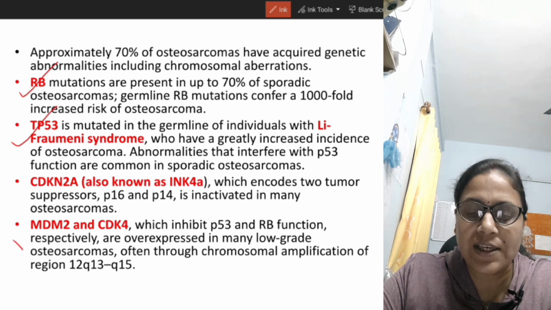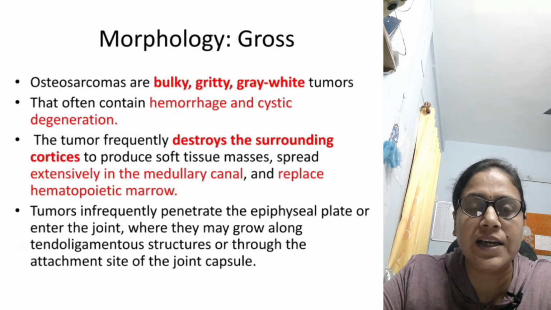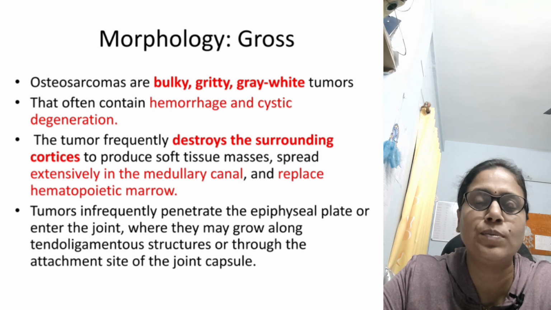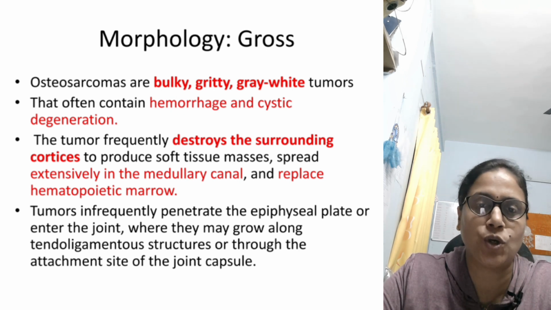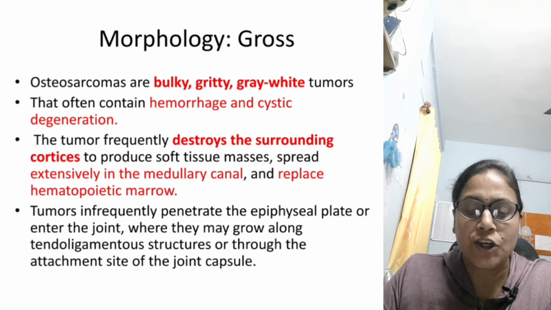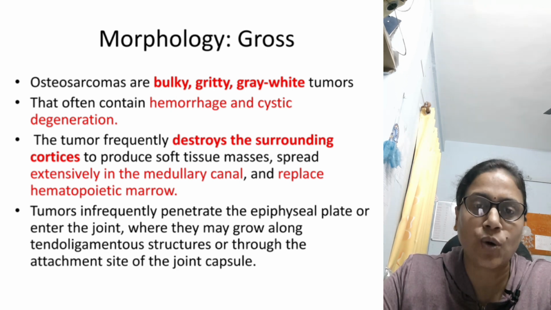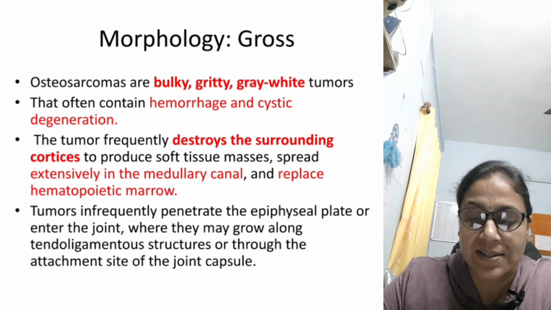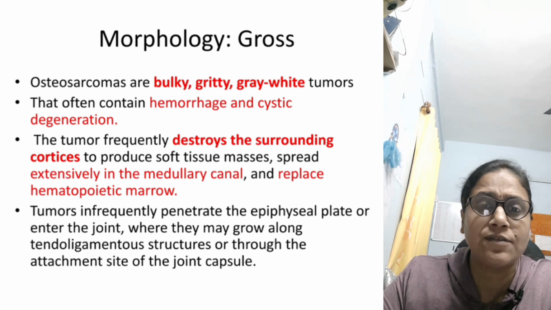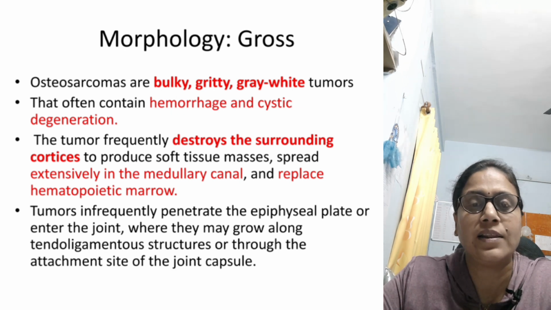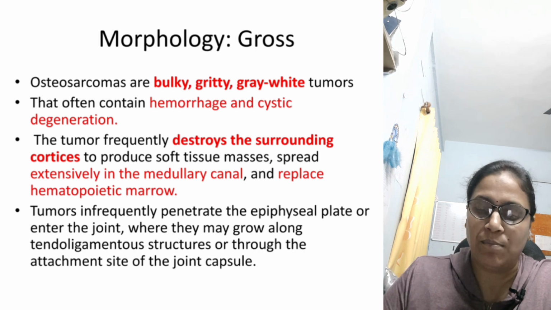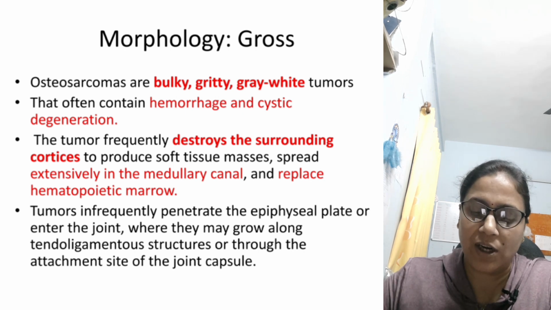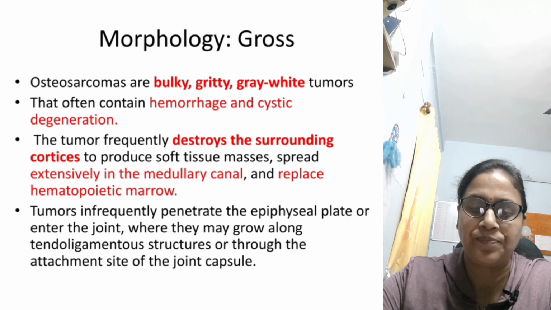Morphology, grossly they are bulky, gritty, tan to grey white tumors. They can have hemorrhagic or cystic areas. The tumor frequently destroys the surrounding cortices to produce soft tissue masses which spread extensively in the medullary canal and they may replace the hematopoietic marrow. So this is how it looks like grossly.